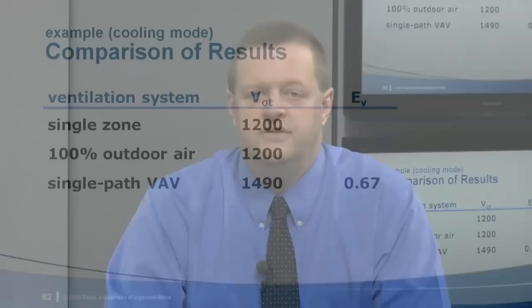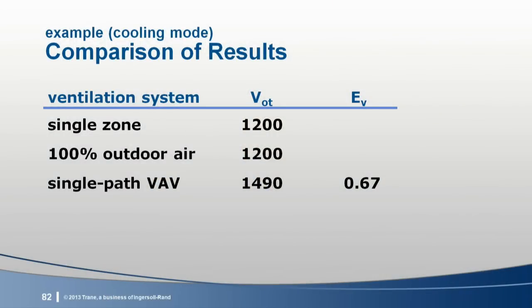To wrap up this section on system calculations, let's compare the calculated intake airflows for all 3 system categories listed in the ventilation rate procedure. For our example 3-zone building, the individual single-zone systems deliver 300, 400, and 500 CFM respectively, for a total of 1200 CFM for the overall building. The 100% outdoor air system delivers 1200 CFM to the building also. And the single-path VAV system delivers 1490 CFM.